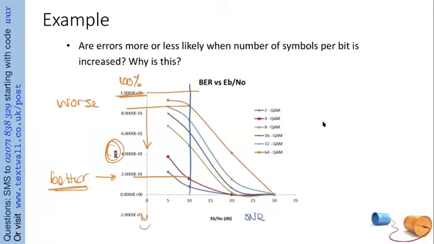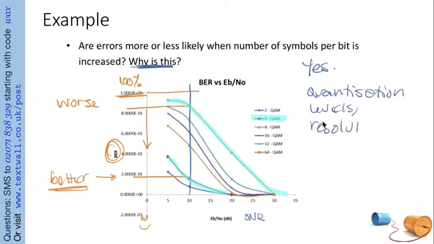So clearly, this curve here is better than this curve here. And this curve here was the 4 QAM. So to answer the question, which is more likely, are errors more likely? The answer is yes. And the why, it's all about quantization levels, resolution, noise.